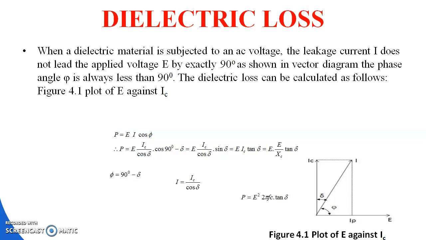The dielectric loss can be calculated as follows. Figure 4.1 denotes the plot of E against IC. You can see here, this is IC and this is E. This is 90 degrees, and in between the phase angle is phi, and there is some change in the angle, that is del. So we can say that phi plus del is equal to 90 degrees.